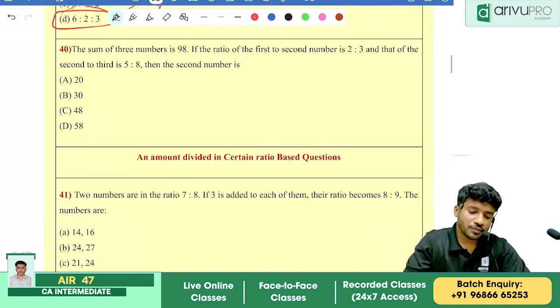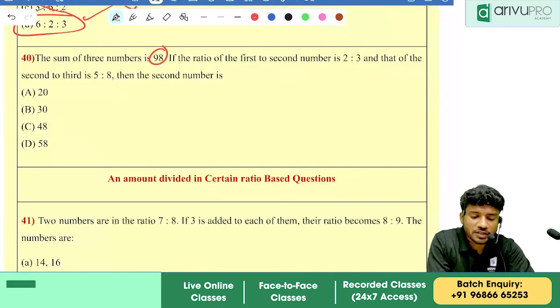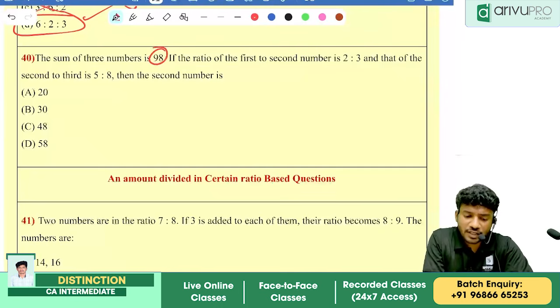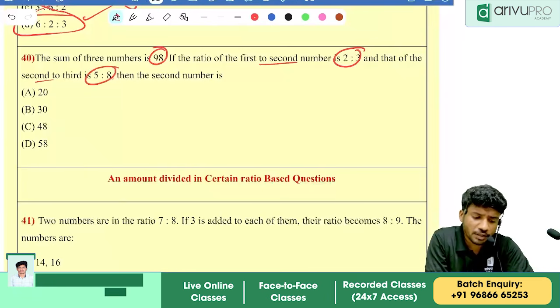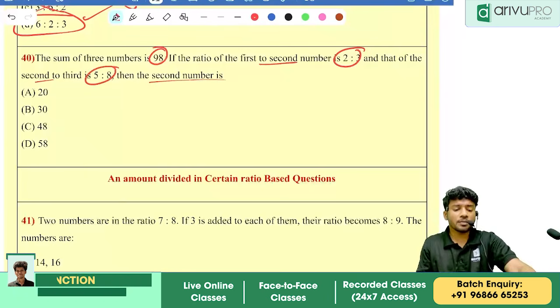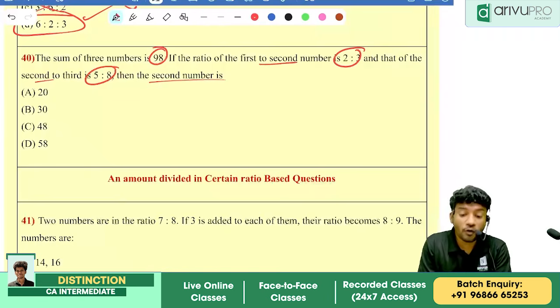Look at this question. The sum of 3 numbers is 98. If the ratio of the first 2 numbers is 2 is to 3 and the ratio of the second to the third number is 5 is to 8, then the second number is how much is the question? How will you solve this?